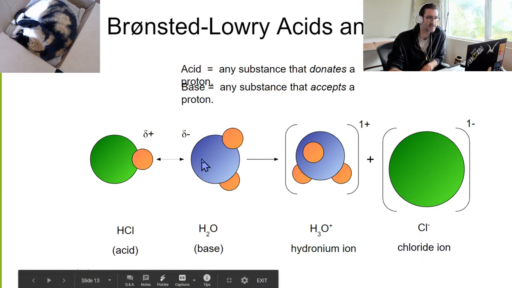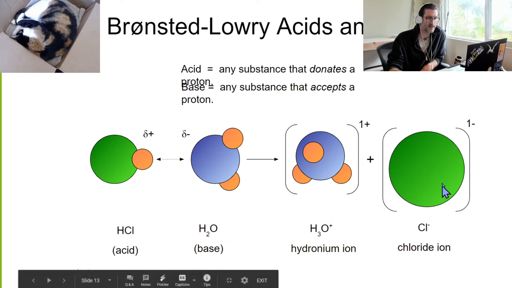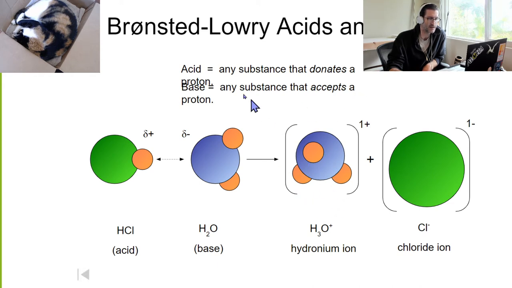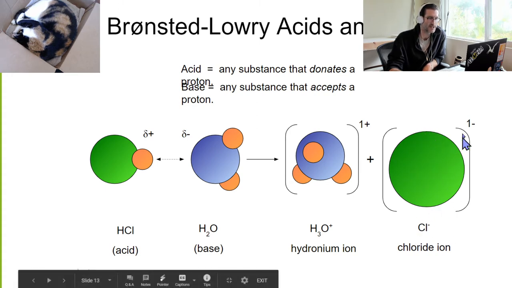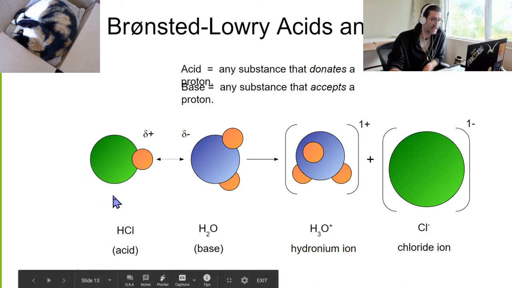And the base is any substance that will accept a proton. So every acid-base interaction has an acid and a base. The acid becomes the conjugate base, which means the base becomes the conjugate acid. So here, hydronium has an extra proton. It can donate a proton. So this is the conjugate acid of water. And meanwhile, chloride can accept a proton. It has this negative charge. It can accept a proton and be perfectly happy. So since it can accept a proton, this is the conjugate base of this acid, HCl.